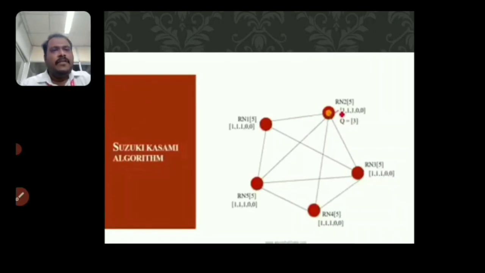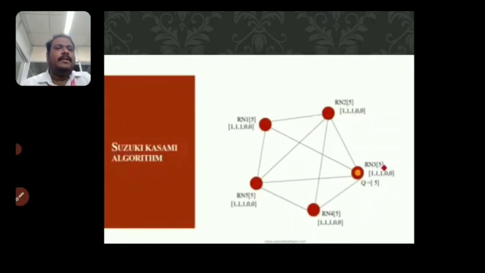After finishing that, it gives the token to Rn3. Have a look here, Rn3. Now Rn3, that means the third site, is holding the token. It has the right to enter into the critical section region. Now one more request has come, that is Q equal to 5. So the fifth site, Rn5, is requesting the token from all other sites. So now Rn3 is holding the request, so that the token will be given back to Rn5. In this way, with the help of the token, all the sites get their work done.